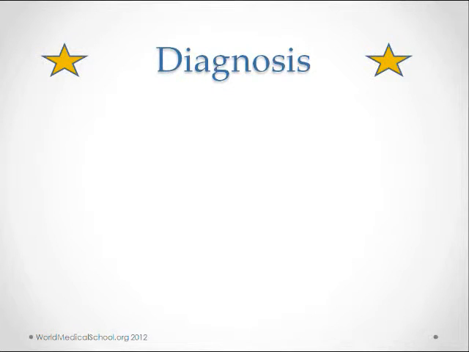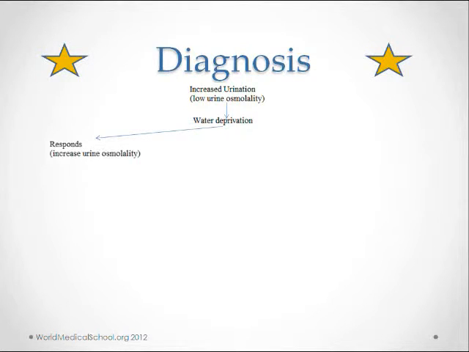So when a patient presents with increased urination or low urine osmolarity, the first step is to deprive them of water. This is known as the water deprivation test. If the kidney responds by increasing urine osmolarity, then it is primary, also called psychogenic polydipsia. If after water deprivation the kidney does not respond and the urine osmolarity is unchanged, then the diagnosis is diabetes insipidus.